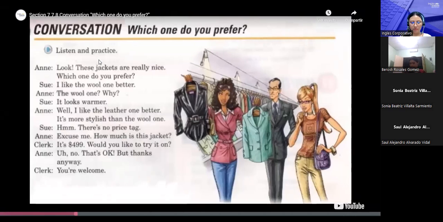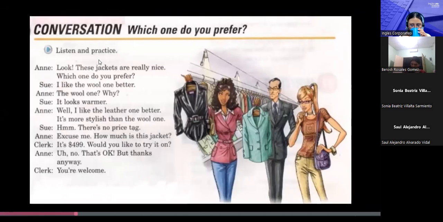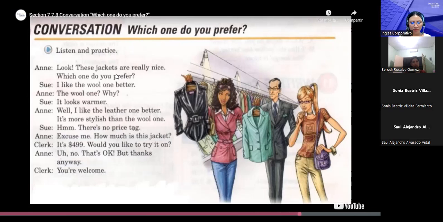Which one do you prefer? Look, these jackets are really nice. Which one do you prefer? I like the wool one better. The wool one? Why? It looks warmer. Well, I like the leather one better. It's more stylish than the wool one. Hmm, there's no price tag. Excuse me, how much is this jacket? It's $499. Would you like to try it on? No. That's okay. But thanks anyway.